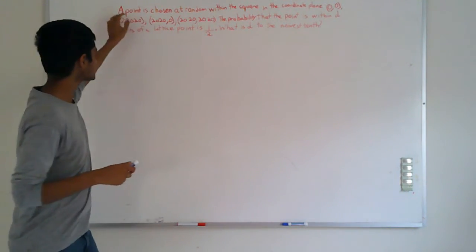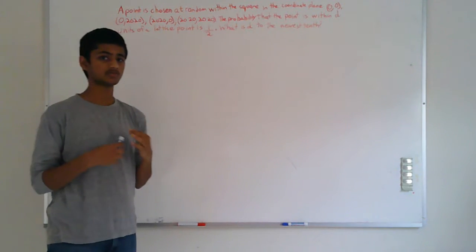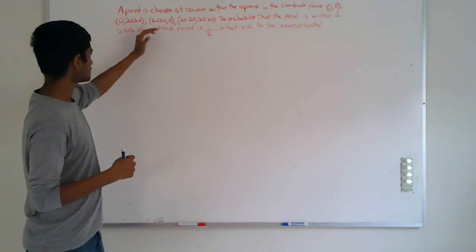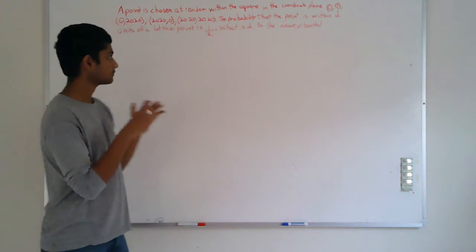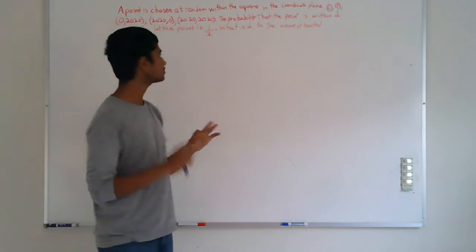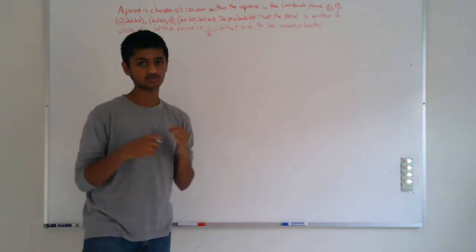This problem states that a point is chosen at random within the square in the coordinate plane with vertices (0, 0), (0, 2020), (2020, 0), and (2020, 2020). The probability that the point is within d units of a lattice point is 1/2. What is d to the nearest tenth?